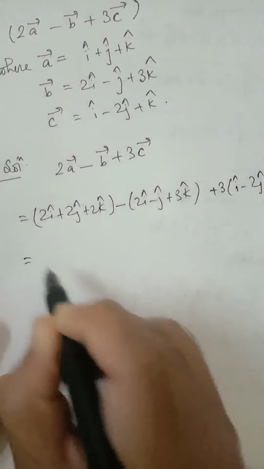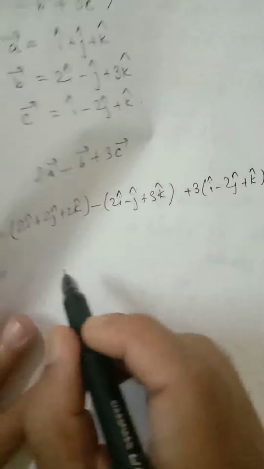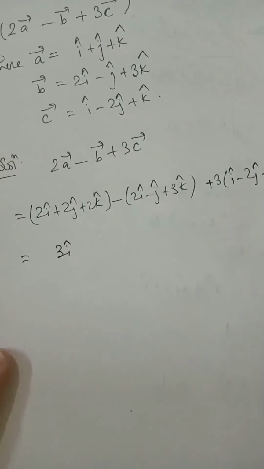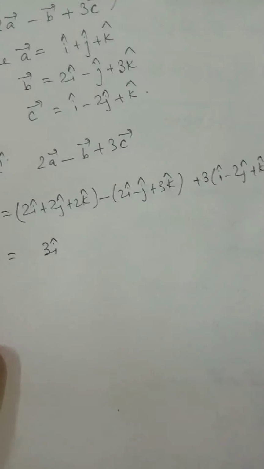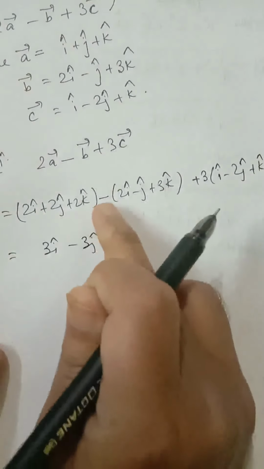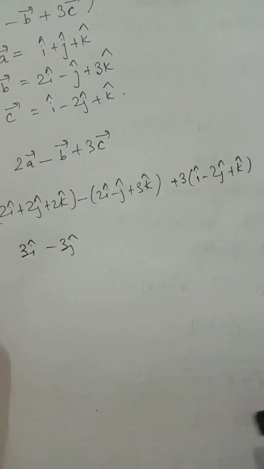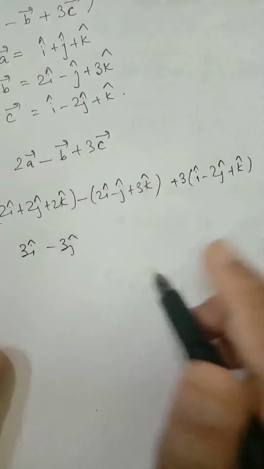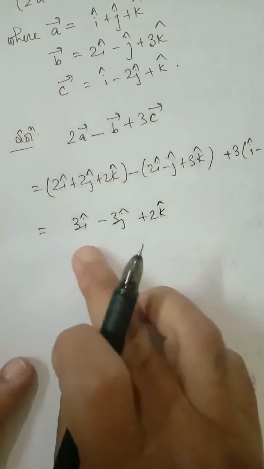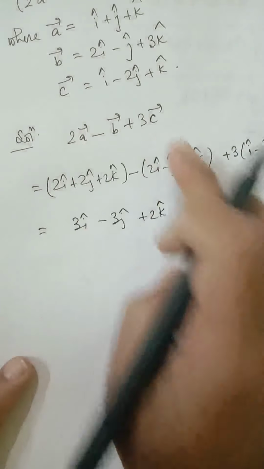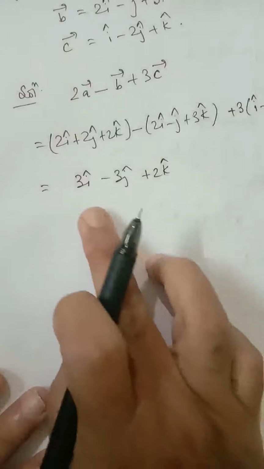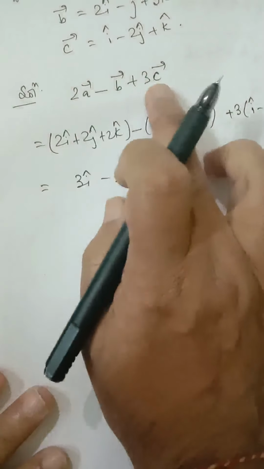Now this is equal to 3i. 2j plus j, 3j minus 6j, it will be minus 3j. 2k minus 3k, that is minus k, minus 3k plus 3k will get cancelled, so it will be plus 2k. So this is the value of the vector 2a minus b plus 3c. And now we have to find a unit vector in the direction of this.